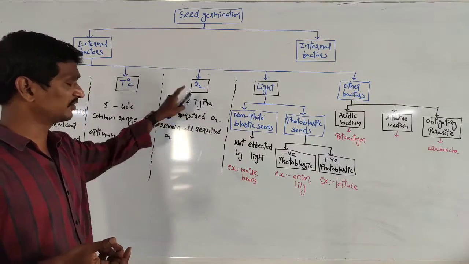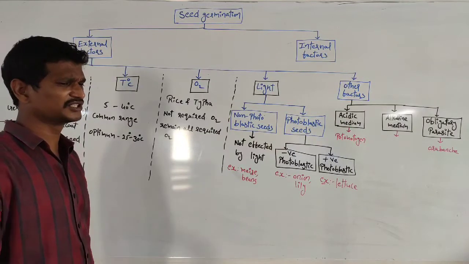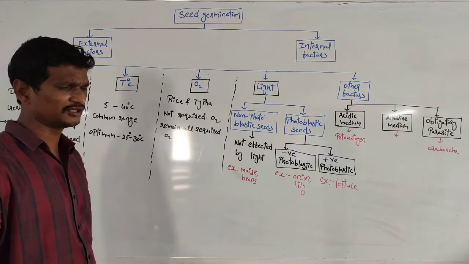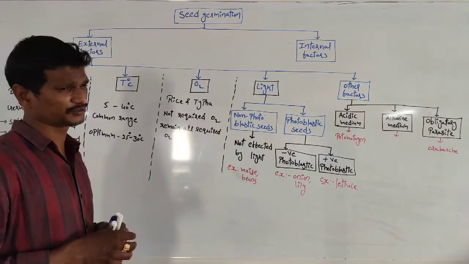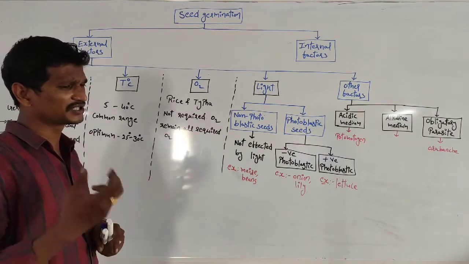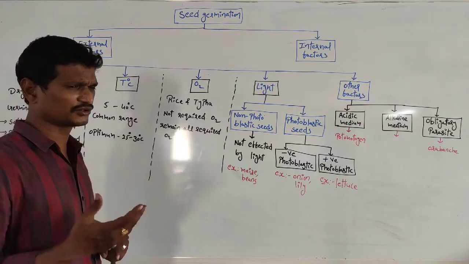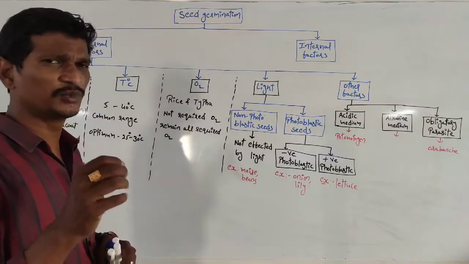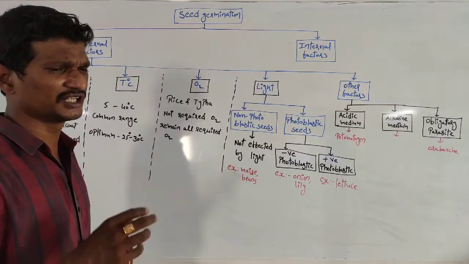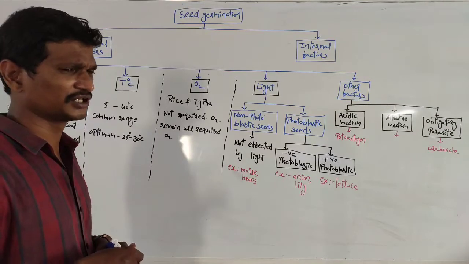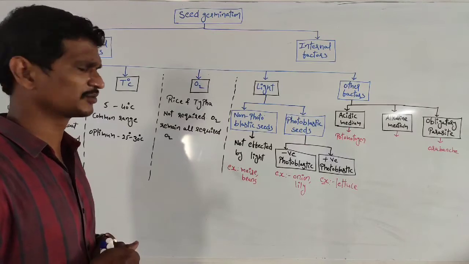And next is oxygen, the presence of oxygen. The majority of the seeds produce the seedling, that is nothing but the germination process, in the presence of oxygen, because just now I said oxygen is a very important agent for the production of energy, and with energy the cell divisions take place. So that is nothing but the seed germination process.